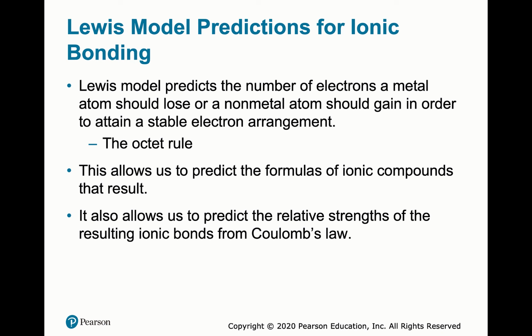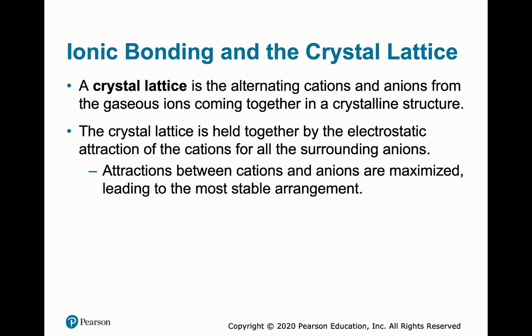And with this we can also predict the formulas of ionic compounds because the electronic balance needs to be the same, meaning plus 1, minus 1. And if it's a plus 2, there have to be 2 negative ions to counteract the plus 2 charge. So there's a balance of charges. And this can also help us predict the relative strengths of ionic bonds using Coulomb's law.